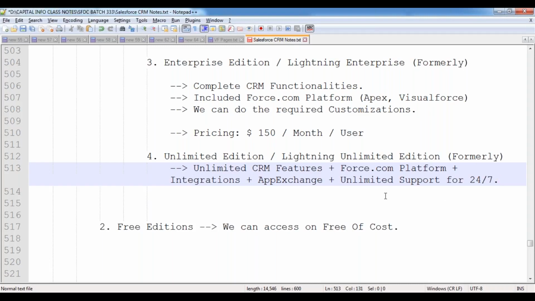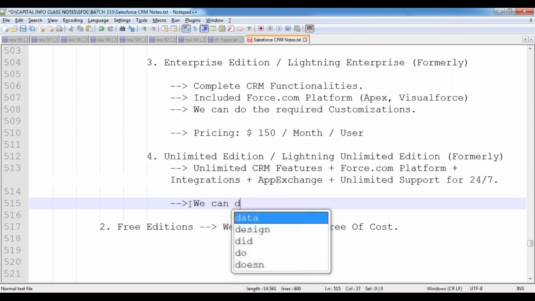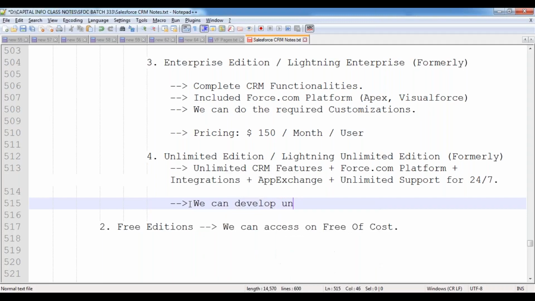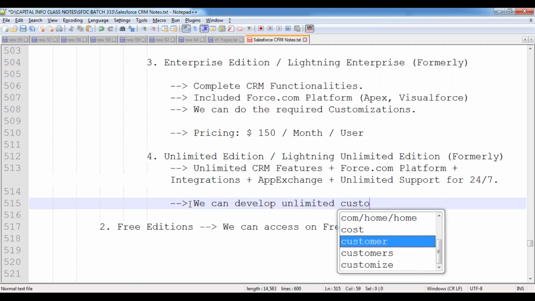Now, in this case, Salesforce is going to provide the Unlimited Edition, which will have unlimited functionalities, and unlimited applications we can develop. We can develop unlimited custom applications.